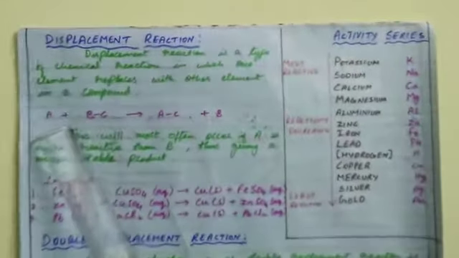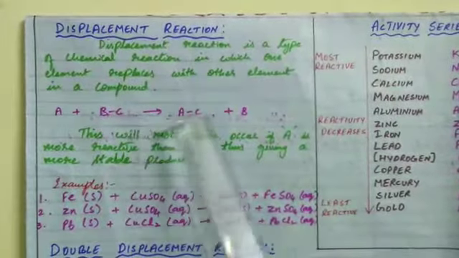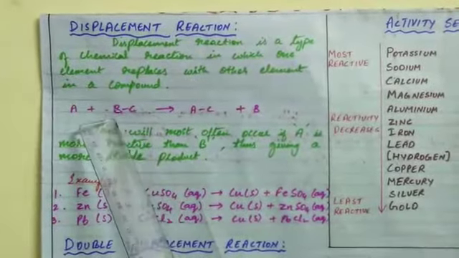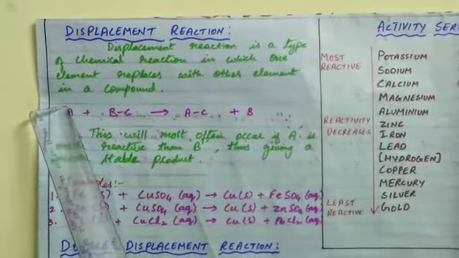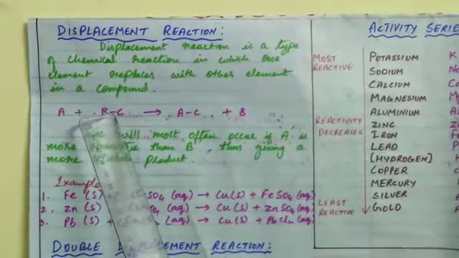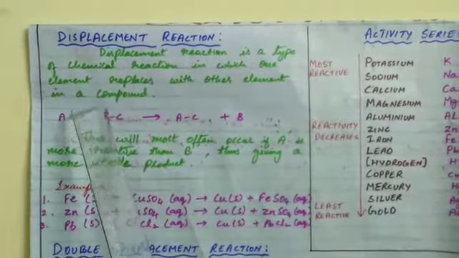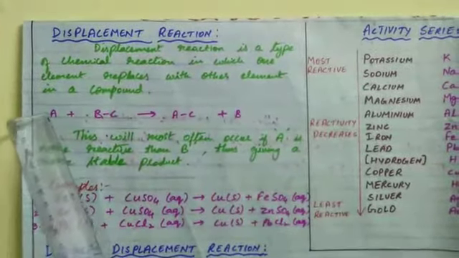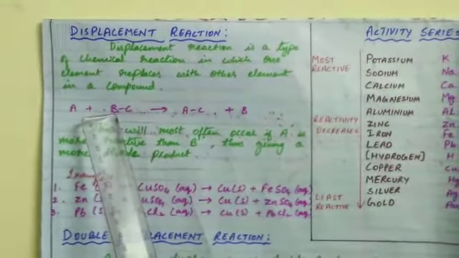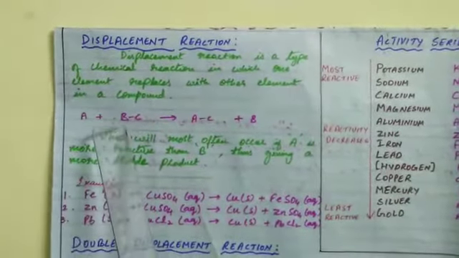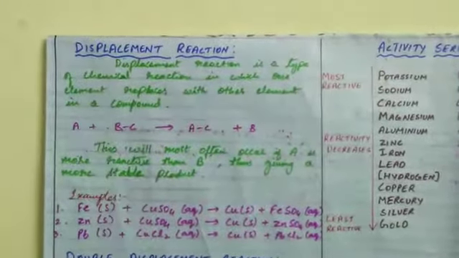Now what happens? A will replace B from BC. Here you can observe A plus BC gives AC plus B. A will replace B from BC and B will be displaced. A will form a bond with C, the bond between B and C will break, and B will come out in elemental form. Now we can say A is more reactive than B. Since A is more reactive than B, A will replace B from BC.